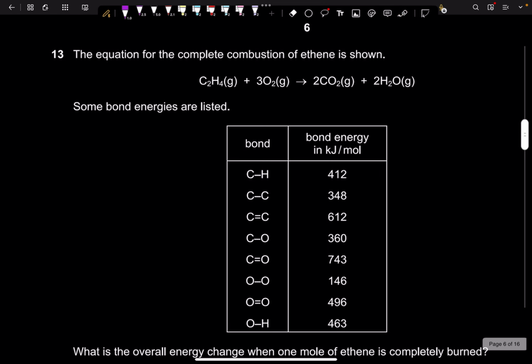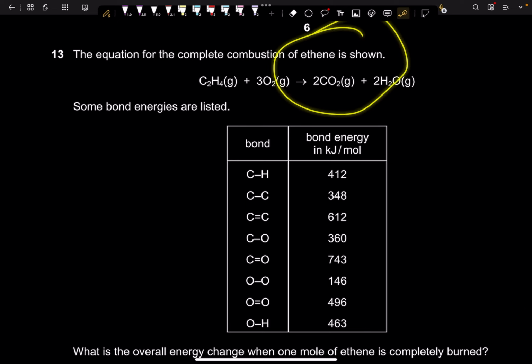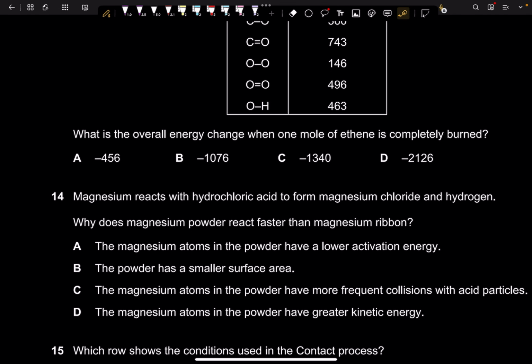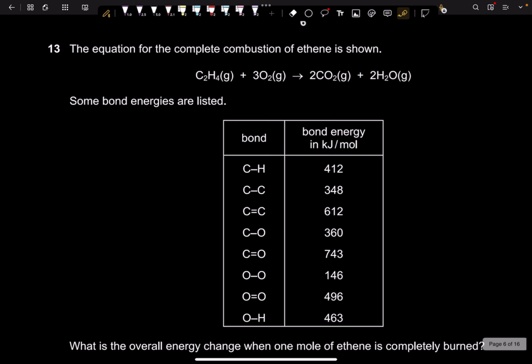Moving on, okay, this is going to be a tricky one. The equation for the complete combustion of ethene is shown, ठीक है, some bond energies are given. What is the overall energy change when 1 mole of ethene is completely burned? अच्छा, अब we are going to draw the structures because this is going to be tricky. अभी आपको समझ नहीं आएगा ऐसे अगर आप स्ट्रक्चर्स नहीं ड्रॉ करेंगे.